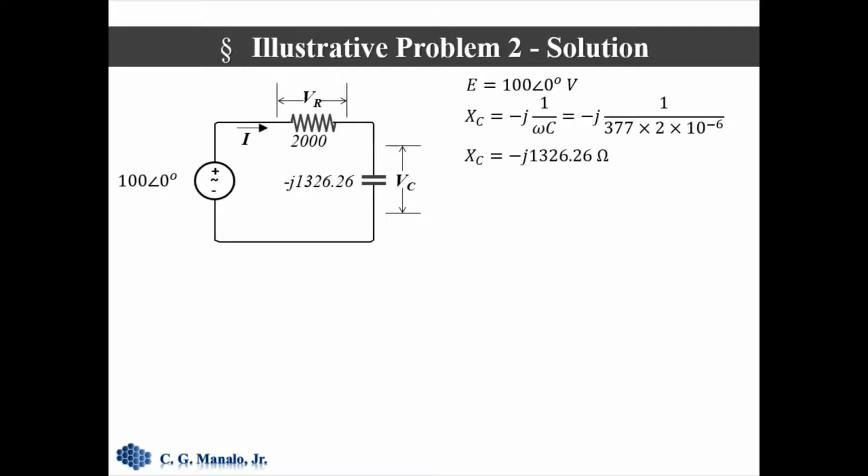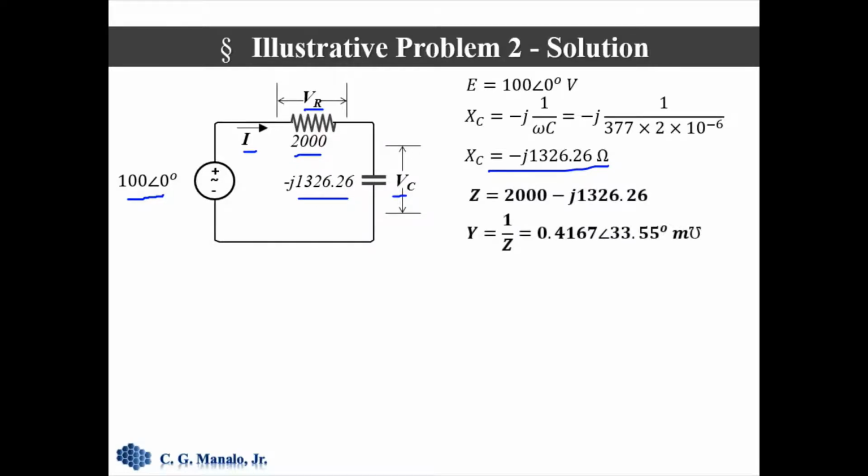Okay, so the first step is to convert the circuit into a phasor equivalent. So this is the source, this is the resistance, it's still the same, and this is the capacitor. This is the transformation to phasor equivalent. Notice that we replace the lowercase quantities with uppercase, so V sub R, V sub C, as well as the steady state response I.